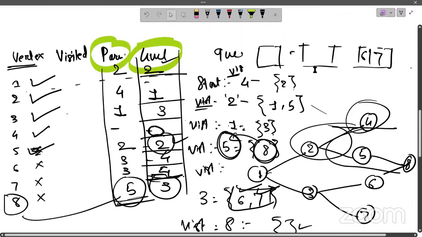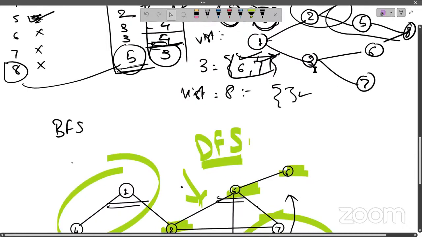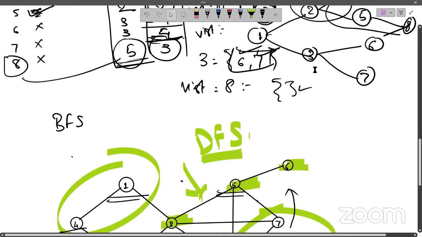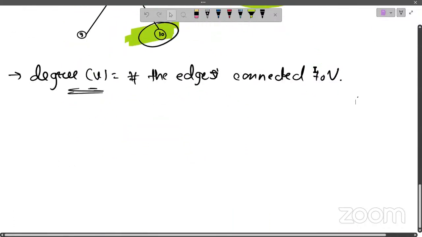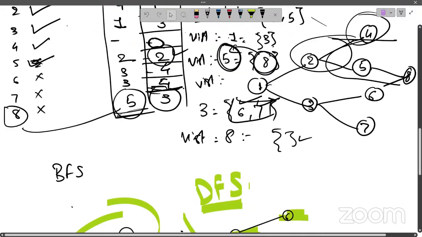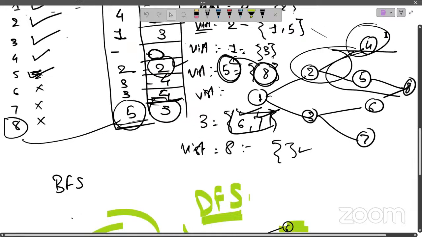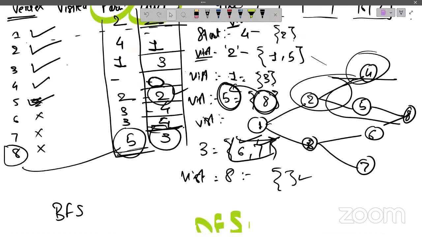We have to go through trees also. What is the maximum number of edges in a graph, and the minimum number of edges in a graph? That whole thing we'll describe in the next lecture. Thank you. You guys, don't leave yet. I'll share the PDF.